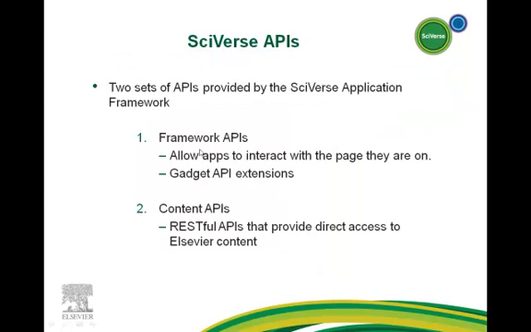SciVerse provides two sets of APIs. The Framework APIs are an extension of the Google Gadgets API and allow applications to interact with the SciVerse page. The Content APIs are a set of RESTful APIs that allow users to directly access Elsevier content. Searches can be performed and documents can be retrieved using the Content APIs.